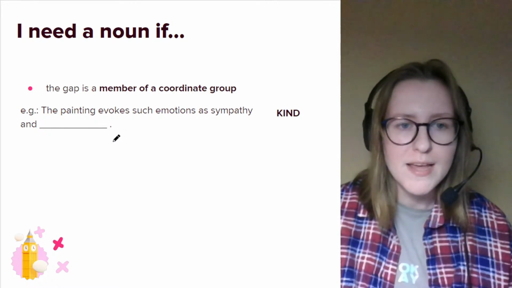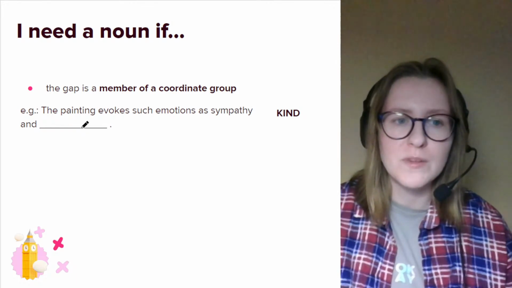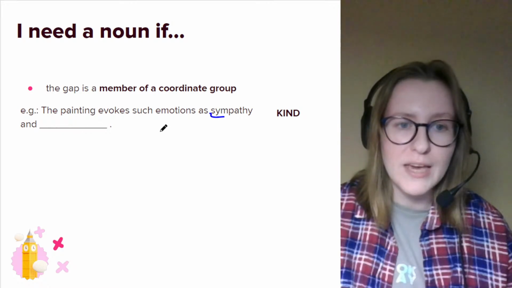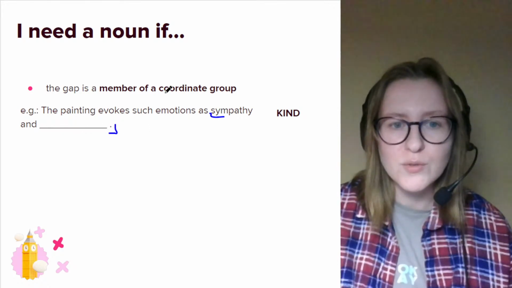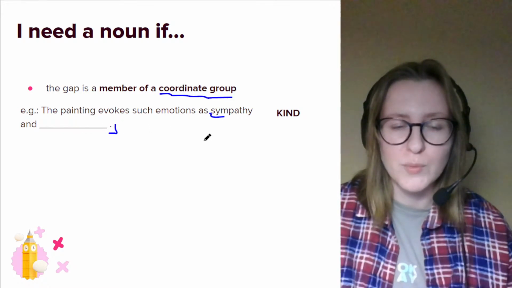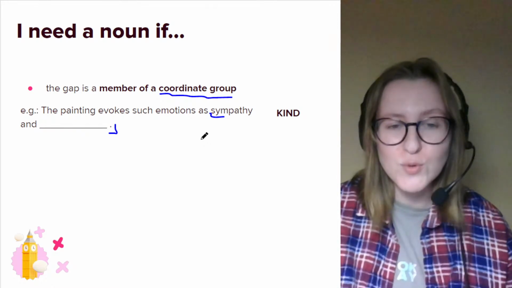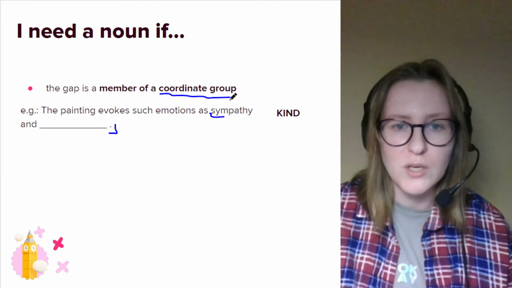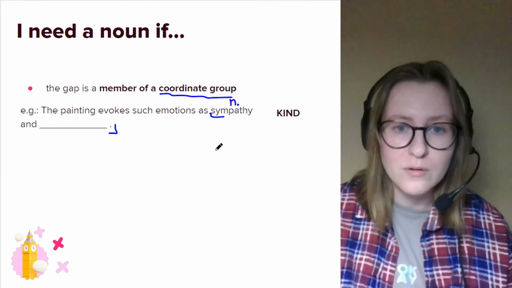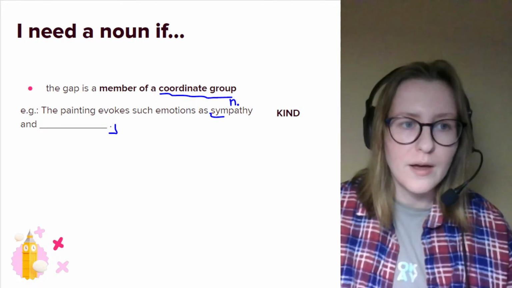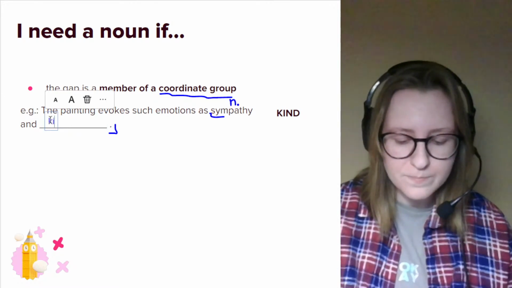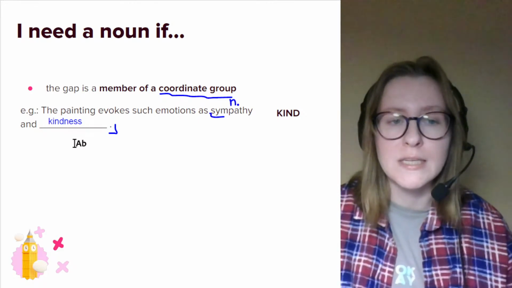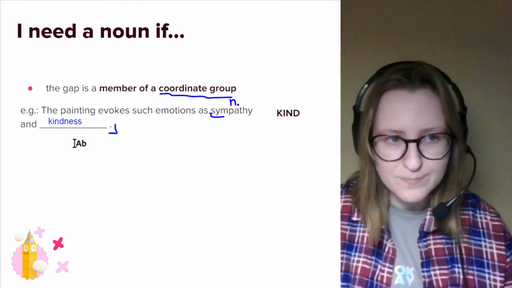The last position. The painting evokes such emotions as sympathy and... Guys, these constructions, sympathy and, ice cream and, those are coordinate groups, right? Однородные члены предложения. So, of course, members of a coordinate group are always the same part of speech. So here we have sympathy, which is a noun, and we need another noun. Kind, kindness. All right. The painting evokes such emotions as sympathy and kindness.